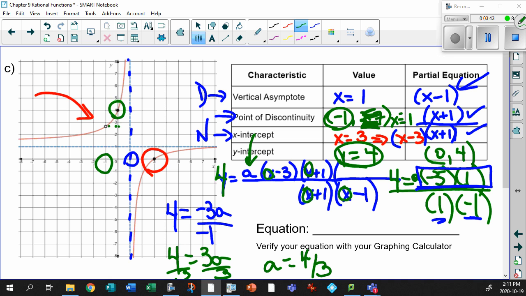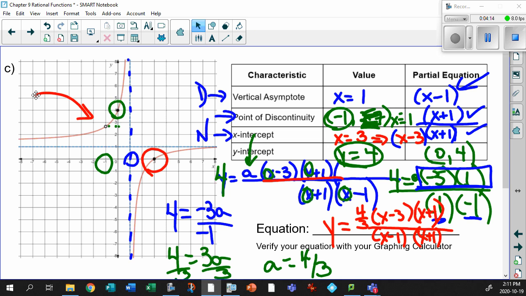Sweet. Now, all you have to do now is pop that into your equation. And remember, your equation is y equals 4/3 times your numerator from up here, which is an x minus 3, an x plus 1, because that's our point of discontinuity that got canceled, over your other point of discontinuity. There it is, right? The two of them together become that point. And, of course, your x minus 1. Beautiful. Now, let's see if we can graph this and get that exact same value.